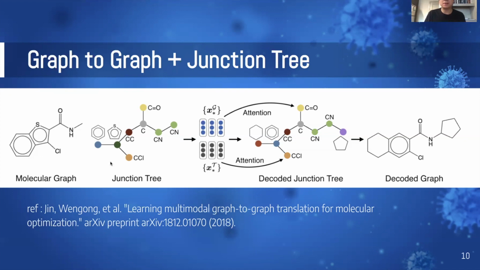So for example, you encode it into a junction tree here in the example, and then you do deep learning, you generate something that you can attach a ring to, and then you decode the junction tree to get your full graph. Then you can go from the graph on the left to the right.